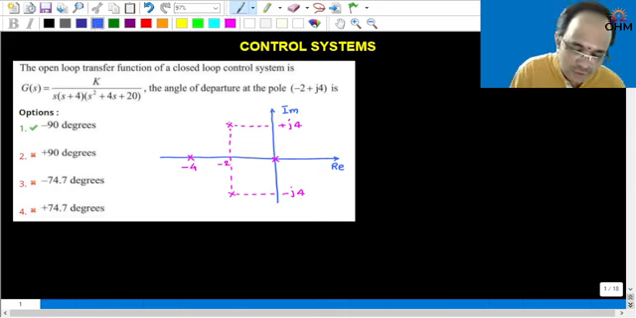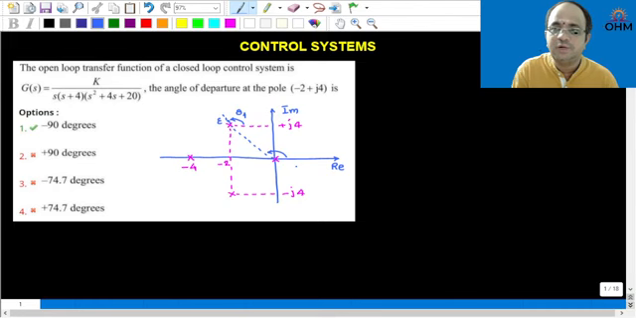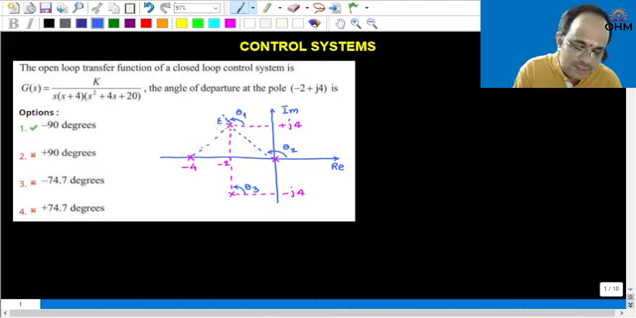So what you have to do here is, say for example, there is a test point epsilon that is very close to minus 2 plus j4, and from this point to the pole the angle of contribution will be, let us say, theta 1. You can project phasors from the different open loop poles to the test point, and let us give the angle names. This is theta 2, this angle is theta 3, and this angle is theta 4.